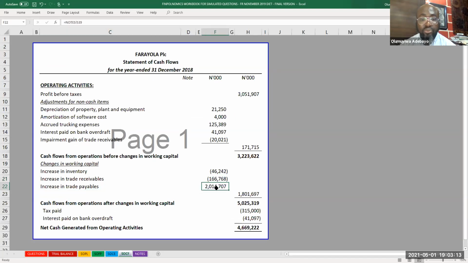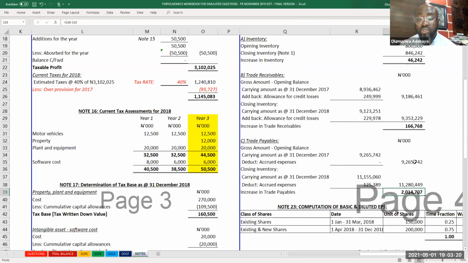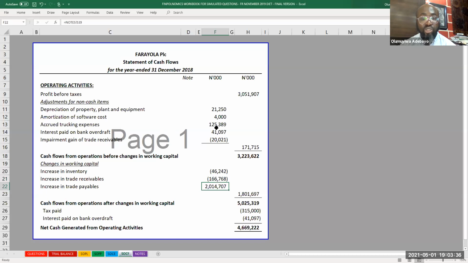And we have an increase in trade payable, a massive increase. We can see that from the fact that our trade payable was 9.2 before, now 11.28. But in our trial balance, it is 11.15. Why? We deducted the accrued expenses because of the adjustment we made; we've added it back here, so we deduct it there to neutralize it. The movement in it is what creates this. An increase in trade payable is more or less like borrowing more cash, having more cash at hand. The sum of this adjustment is your changes in working capital to the tune of 1.8. Adjusting this to this will give us cash flow from operations after working capital changes.